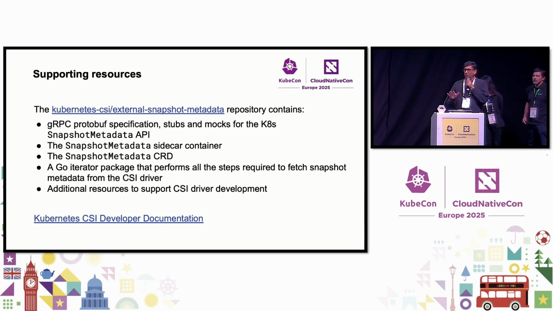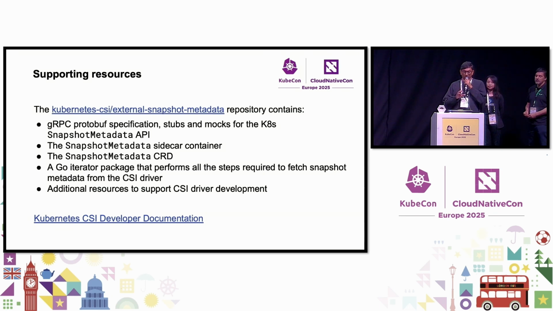So the work we've done, which includes developing the sidecar, is all in the Kubernetes CSI external snapshot metadata repository. A lot of stuff there. It's got the gRPC protobuf specifications, stubs, and mocks for the Kubernetes snapshot metadata API. The CSI metadata gRPC spec is in the CSI repo. You can reference it from this repo, but most application developers won't need that. The sidecar container logic is there, as well as the CRD for the snapshot metadata CRD.